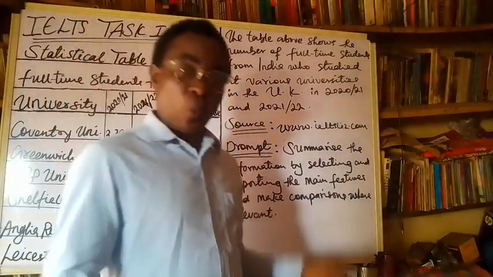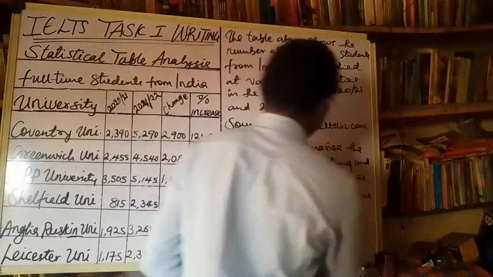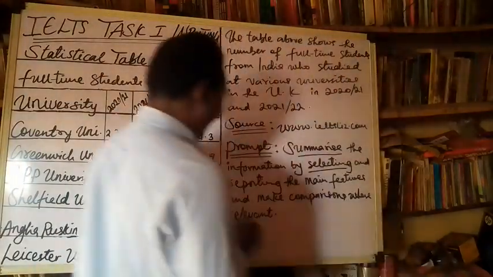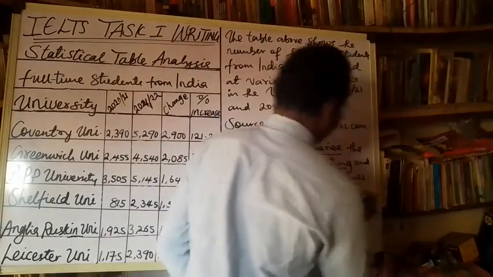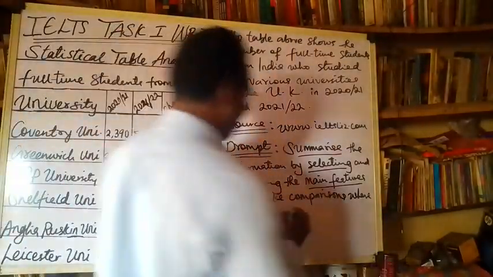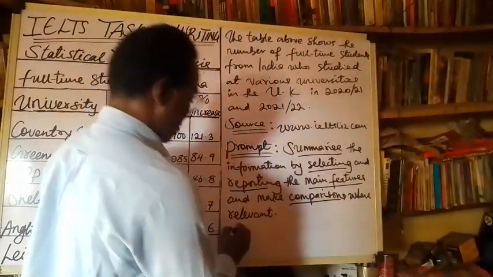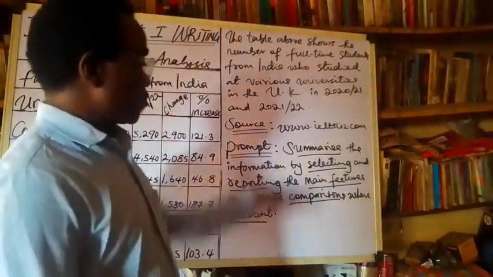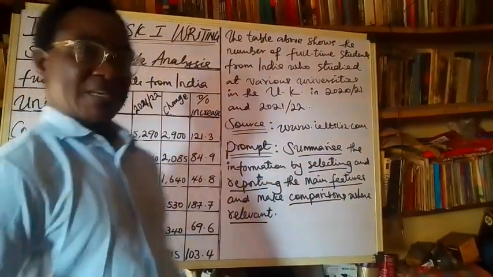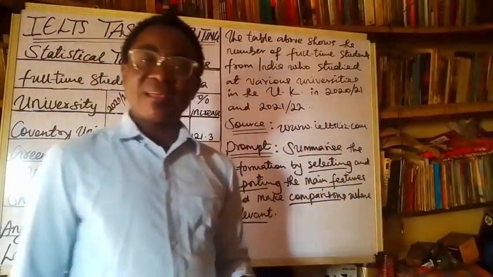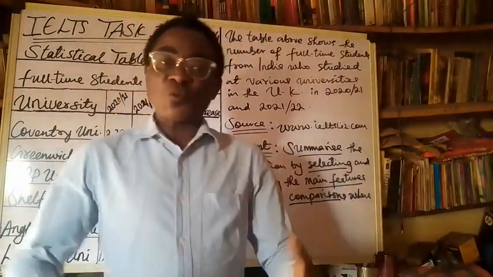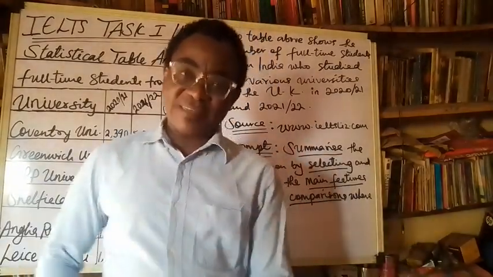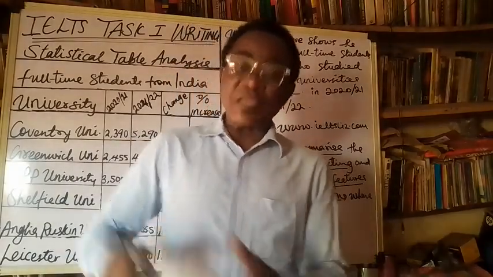Then we have the prompt. The prompt tells us what to do. It says summarize the information by selecting and reporting the main features and make comparisons where relevant. It says we should write a summary of our analysis of the table. That means it shouldn't be conversational. It should be a formal writing fitted for an academic purpose.